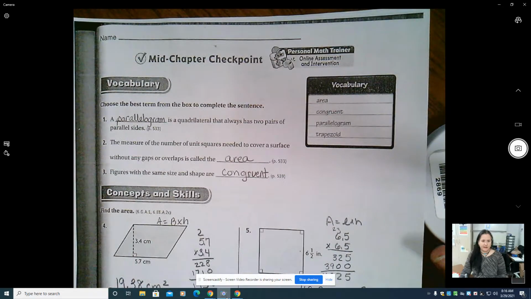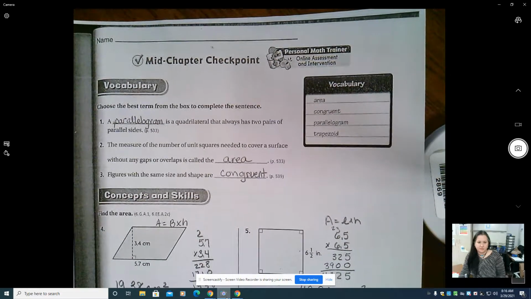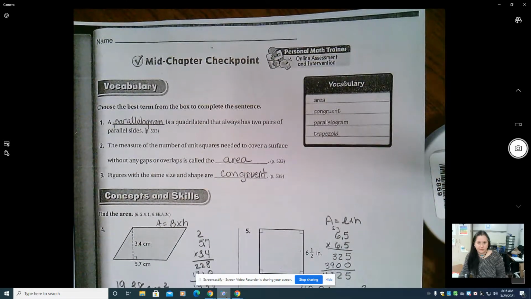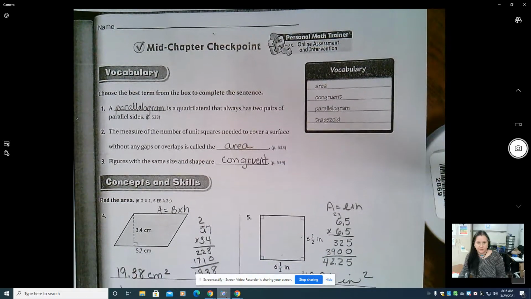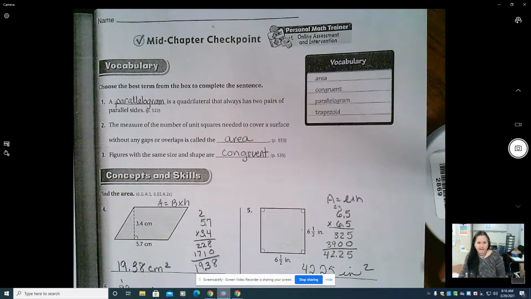So number one, a parallelogram is a quadrilateral that always has two pairs of parallel sides. Number two, the measure of the number of unit squares needed to cover a surface without any gaps or overlaps is called area. And three, figures with the same size and shape are congruent.